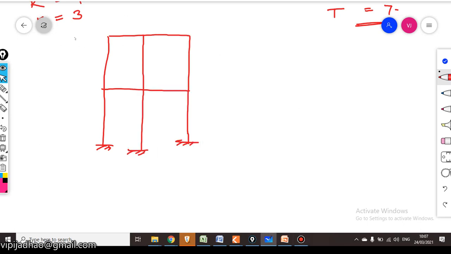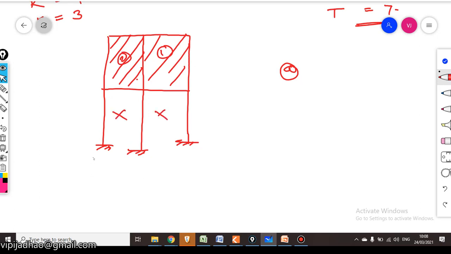Now let us consider this second frame here. The term a is the total number of portions or areas of your frame which are completely enclosed by the members. In this frame you can see these two areas only, this is the first area and this is the second area, are completely enclosed by the members, whereas these areas are not completely enclosed by the members. Therefore we'll calculate the static degree of indeterminacy for this particular case.